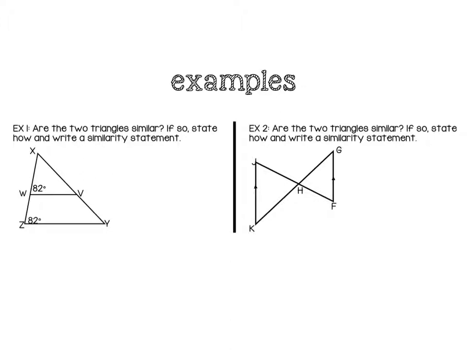All right, looking at example 1, we want to know if the triangles are similar, and we've got this angle right here, angle Z and angle W, that we know are going to be congruent. We don't have any side lengths, so at this point our only option would be angle, angle, and that will work because we have this shared angle right here. So those are similar based on angle, angle, and the statement would be that triangle ZXY is similar to triangle WXV.